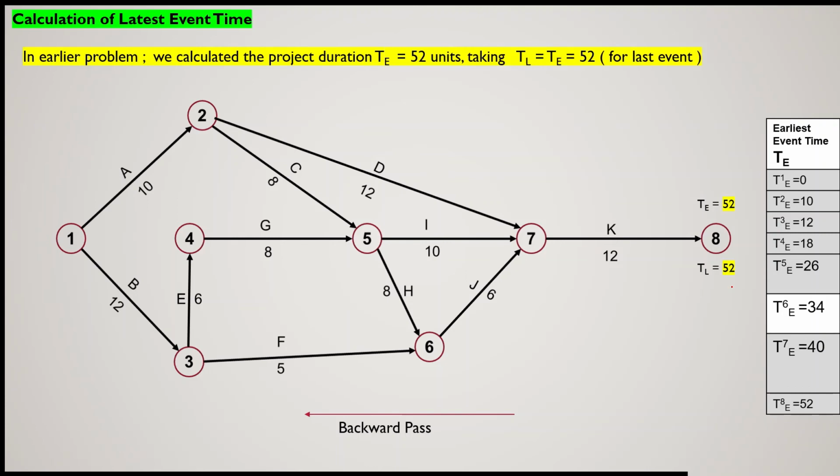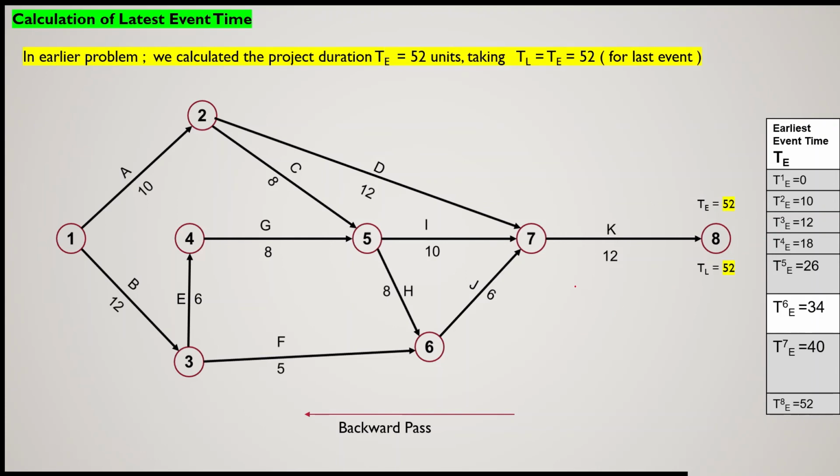event number 8. So that means the total duration of the project, the minimum duration, is 52, and let us take the maximum duration as also 52. So for event number 8, you don't have any flexibility.